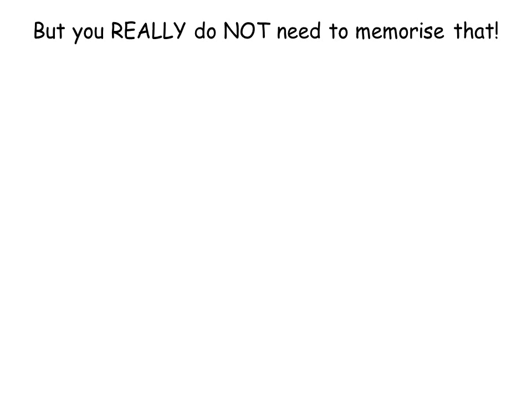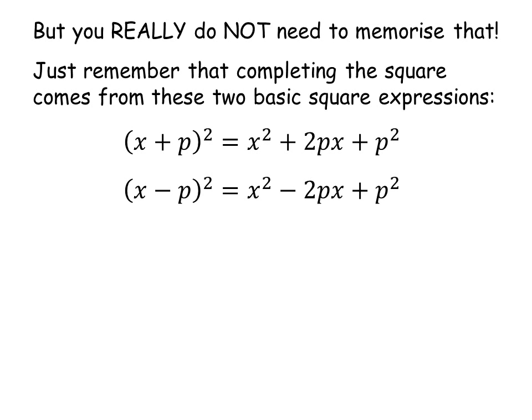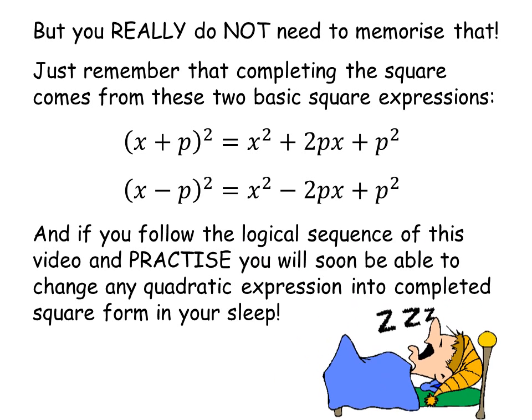But you know, you really do not need to memorize that. Just remember that completing the square comes from these two basic square expressions. That x plus p all squared is equal to x squared plus 2px plus p squared. And that x minus p all squared is equal to x squared minus 2px plus p squared. And if you follow the logical sequence of this video and practice, you will soon be able to change any quadratic expression into completed square form in your sleep.